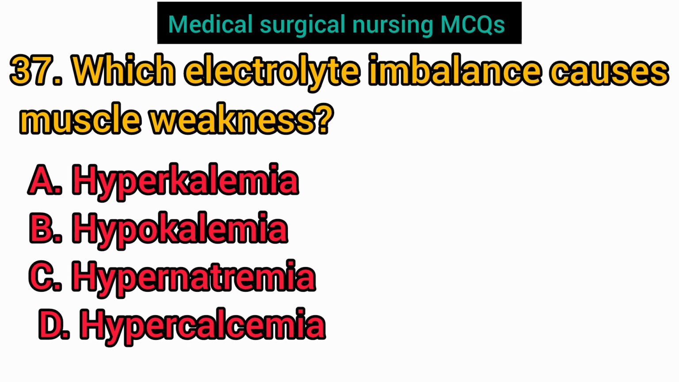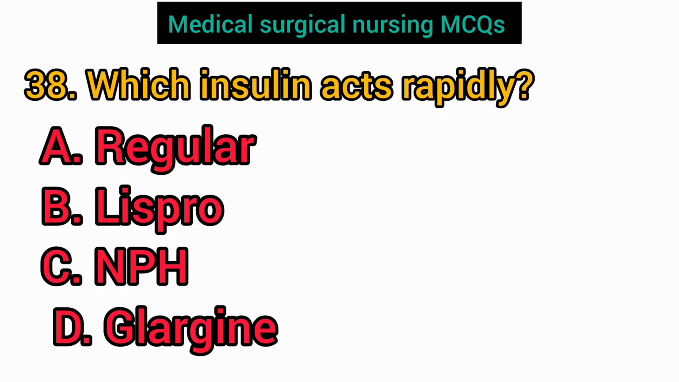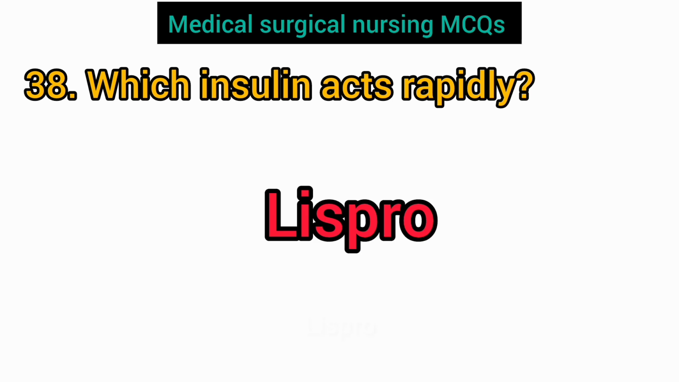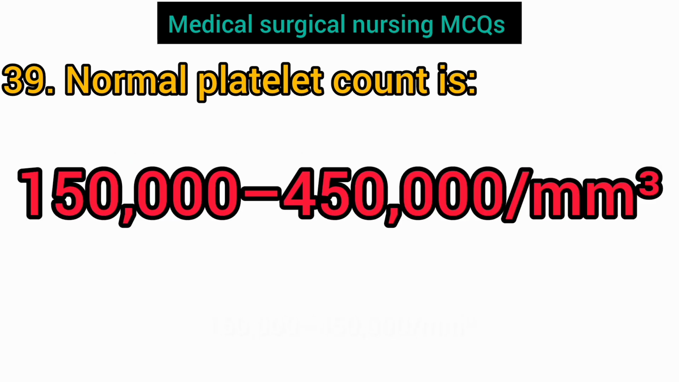Which electrolyte imbalance causes muscle weakness? Hypokalemia. Which insulin acts rapidly? Lispro. Normal platelet count is 150,000 to 450,000 per cubic millimeter.